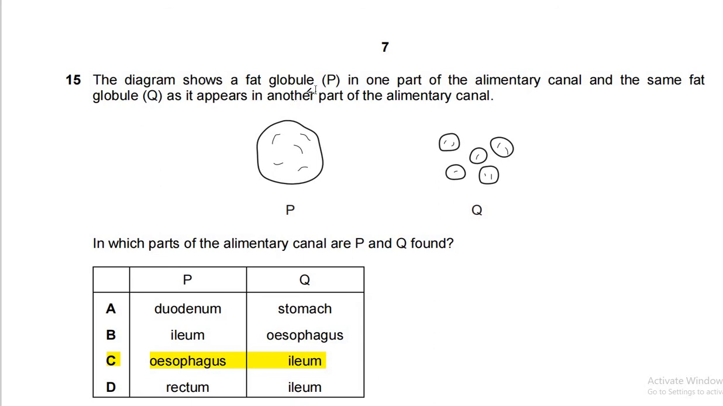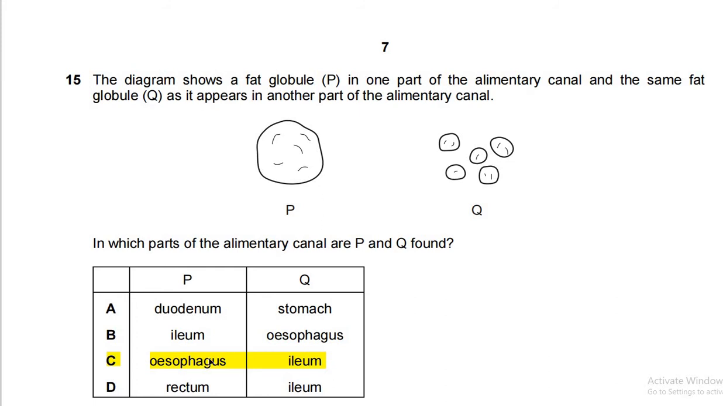So now the diagram shows a fat globule, which is this, in one part of the alimentary canal, and the same fat globule, which is this, in another part of the alimentary canal. In which part of the alimentary canal are P and Q found? So this is basically before the digestion has taken place, before any acids or chemicals have touched this. This is after it has touched it. So if you see duodenum, definitely not, because this is after the stomach area. If it's any food part after the stomach, that means chemical processes have taken part, so this is definitely not that.